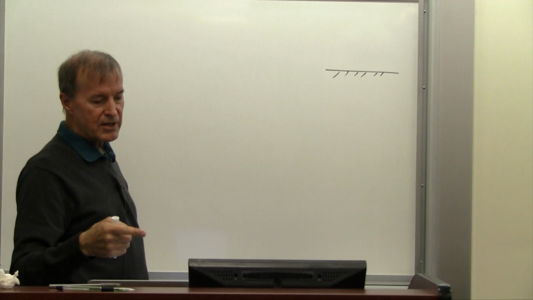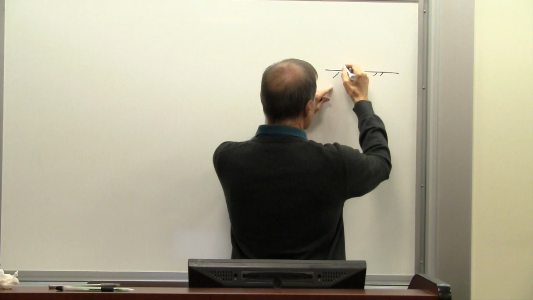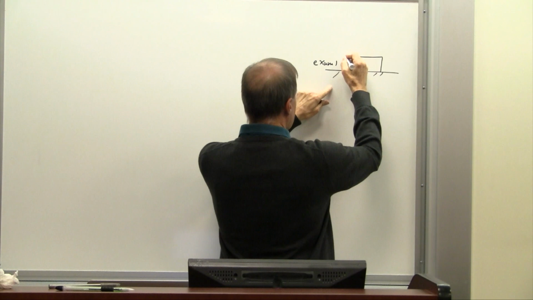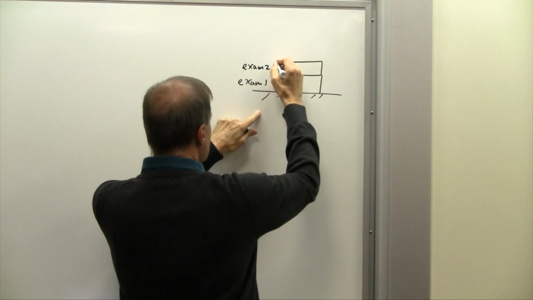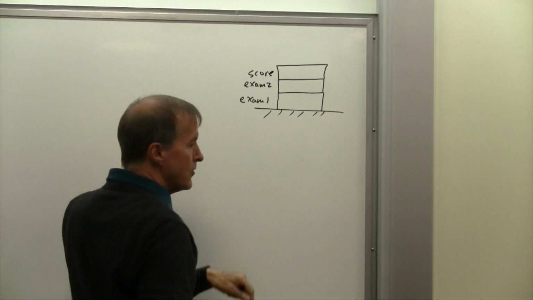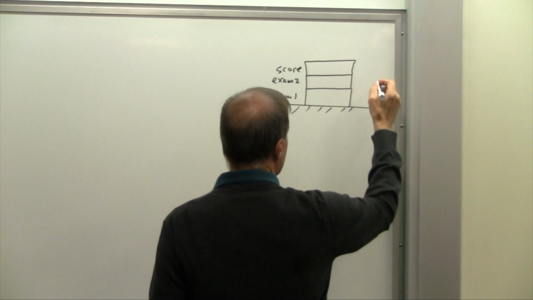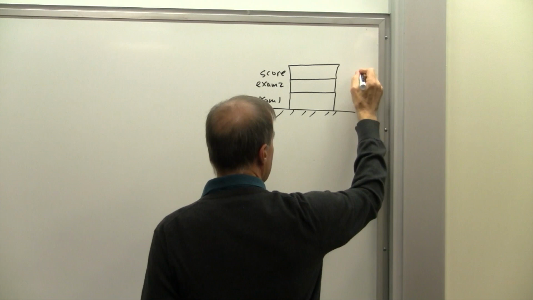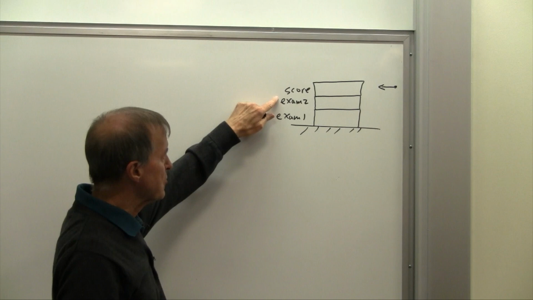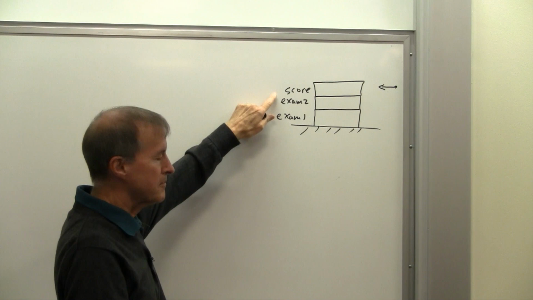Now they get allocated from the bottom up. So it's going to be like this: exam 1, exam 2, and score. Are you with me? So now my question is, if the stack pointer is here after they've been allocated, what is the stack relative address of score? Relative to the stack pointer, what is the address of score? Zero. And relative to the stack pointer, what is the address of exam 2?